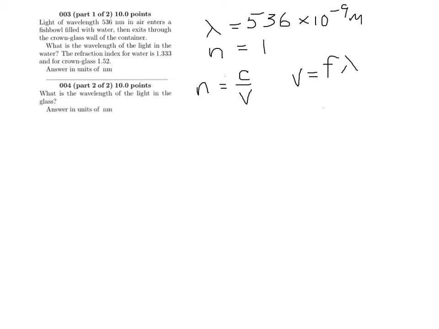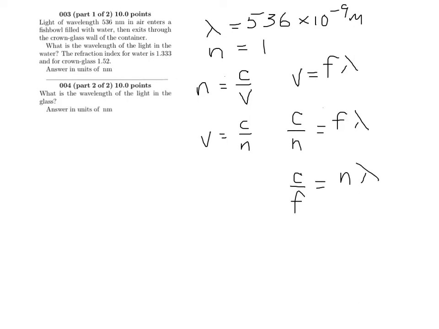So let me combine these two equations. Here I've got n equals c over v, so that means that v is going to be c divided by n. Over here, I've got v equals f lambda, so I can write c over n equals f times lambda. If I gather the constants together, so again, c is going to be constant, and for that particular ray of light, f is going to be constant, then what I can wind up with is c divided by f, which is a constant, is going to equal n times lambda.